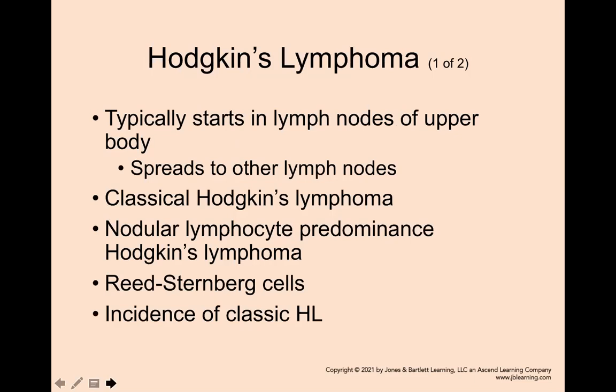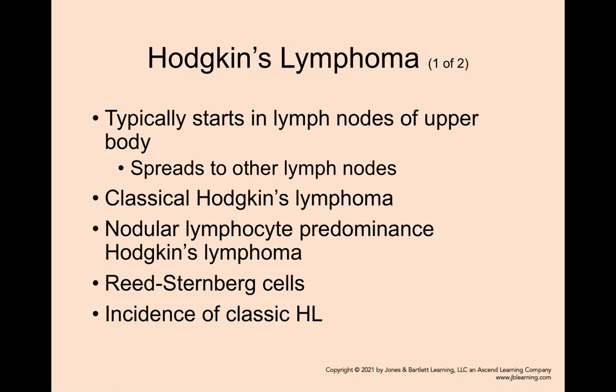We're going to start going through talking about the lymphomas. Hodgkin's is going to be the first one. The lymphomas occur from malignant lymphocytes in the lymphoid tissue. This is the most common kind of blood cancer, and it spreads via the lymph system.